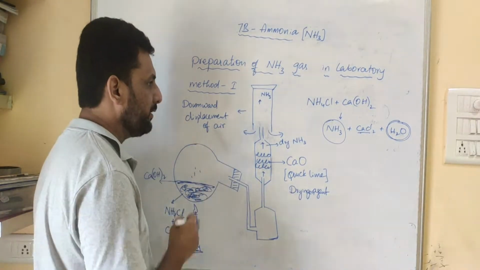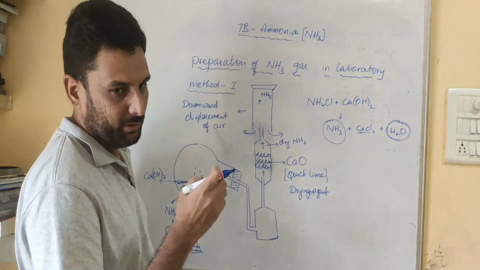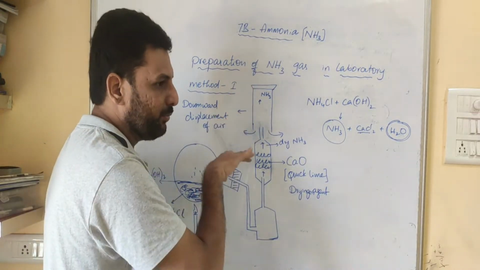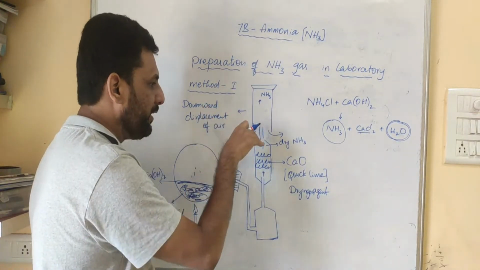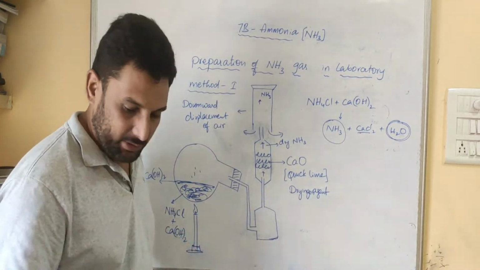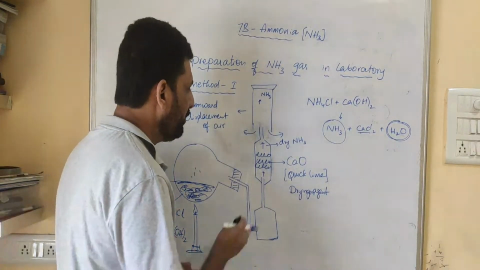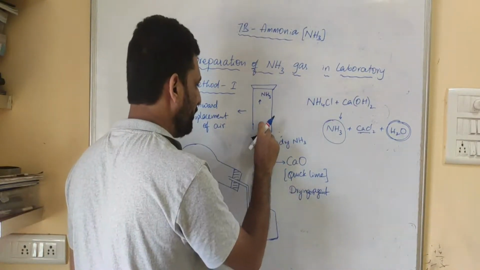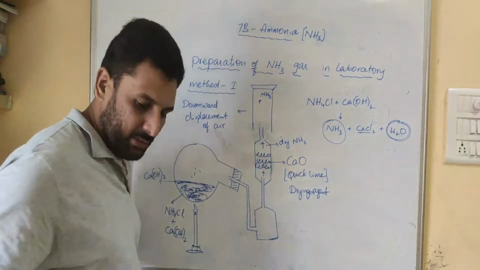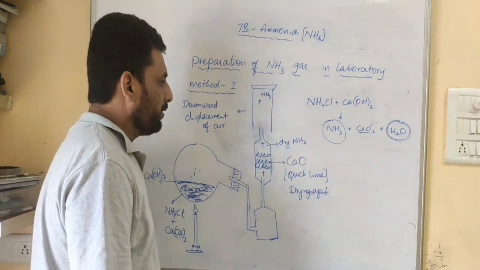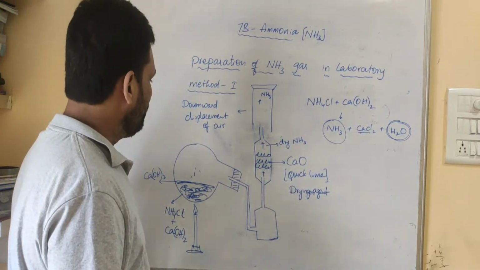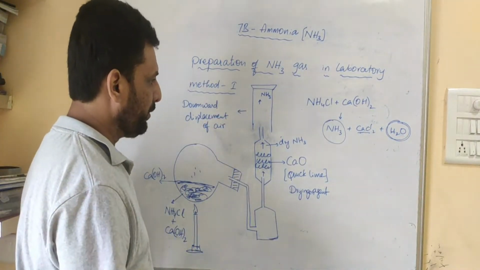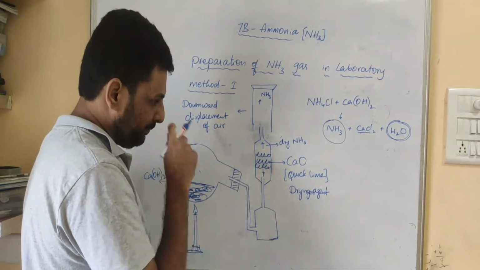But the gas is moving upwards. Remember that. Don't write downward displacement of gas. Gas is moving upwards for ammonia, and air is displaced downwards. Did you understand this? So we can say that ammonia is lighter than air. That's why we have kept the gas jar over there. So we use this method, downward displacement of air, to collect the ammonia gas.